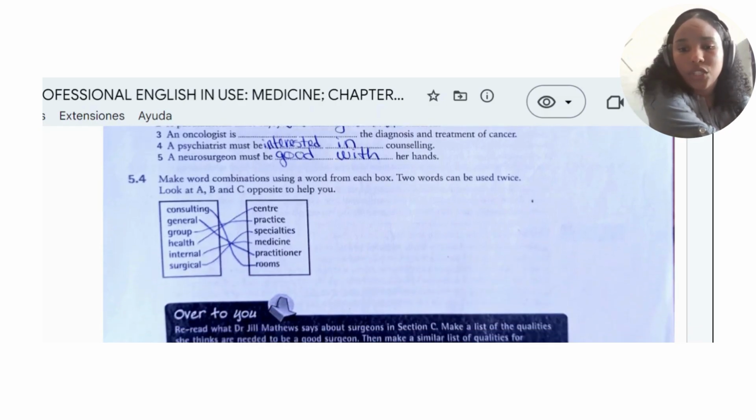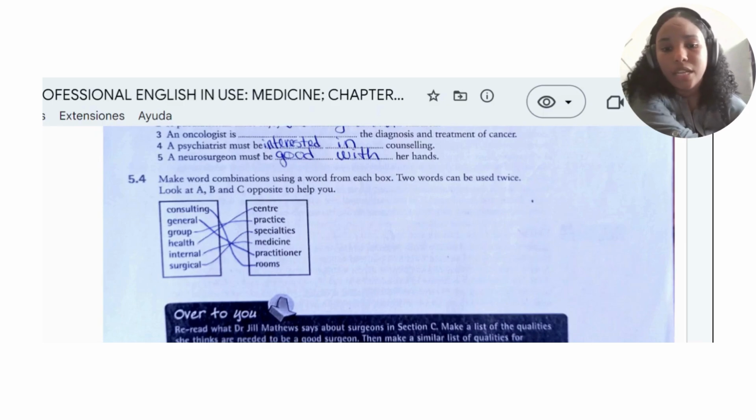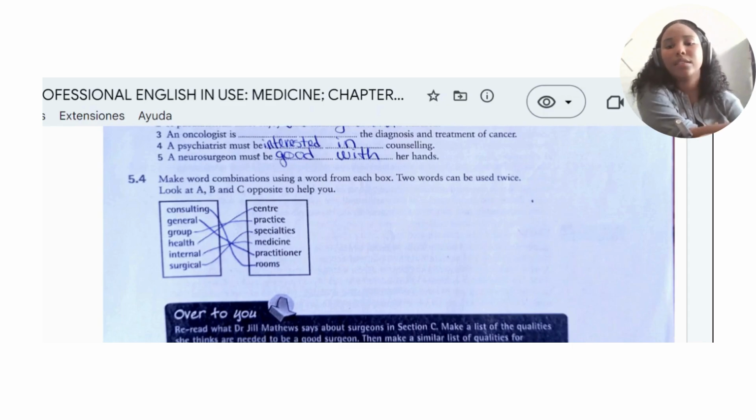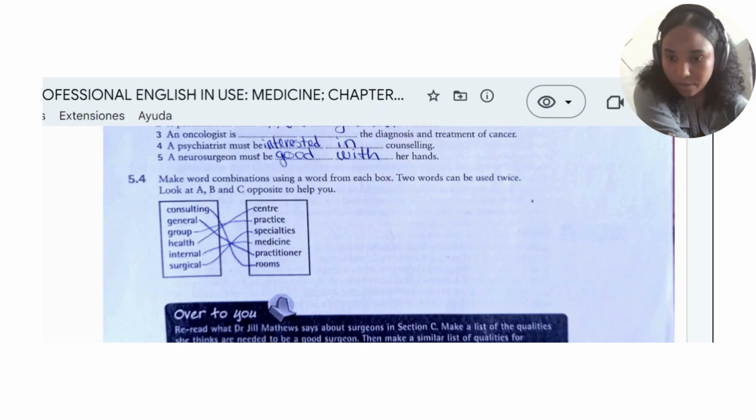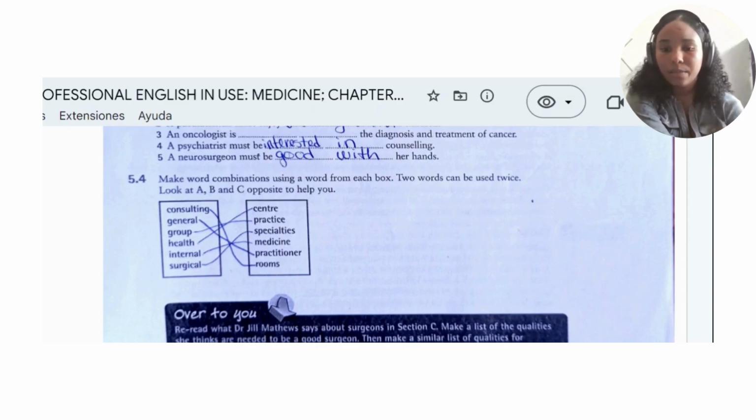Make word combinations using a word from each box. Two words can be used twice. Look at A, B, and C opposite to help you. Consulting rooms, general practitioner, group practice, health center, internal medicine, surgical specialties.